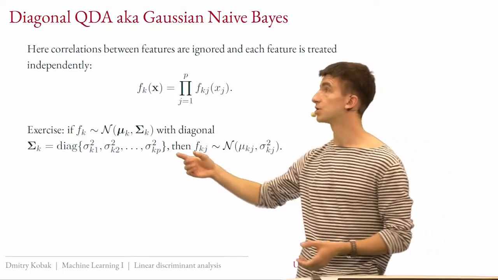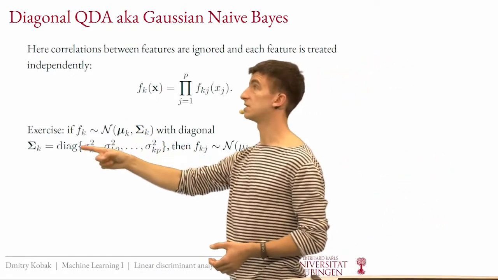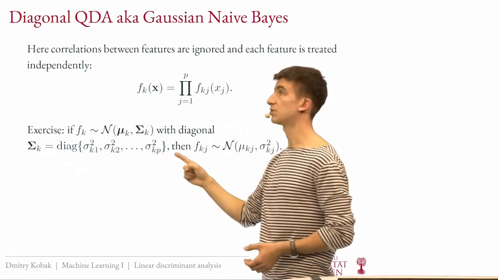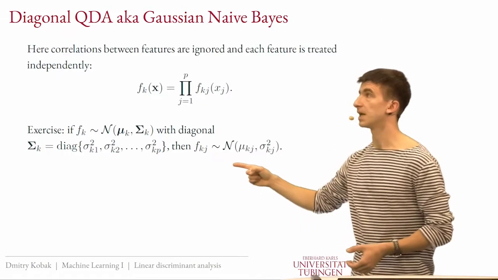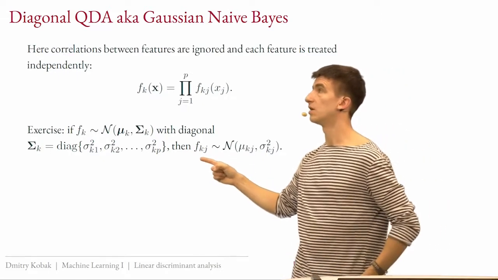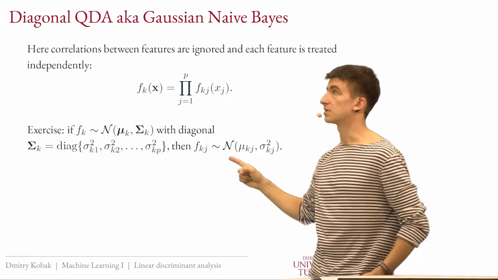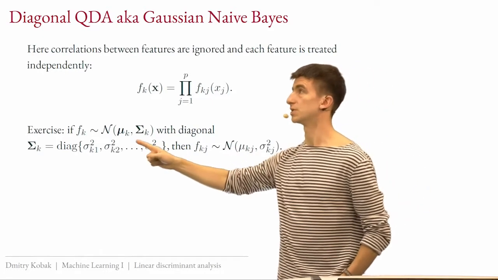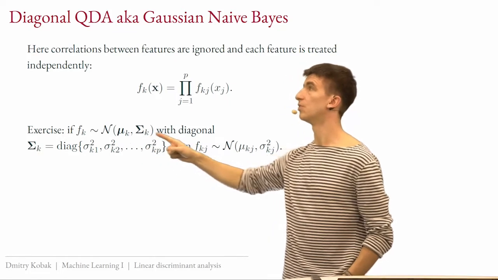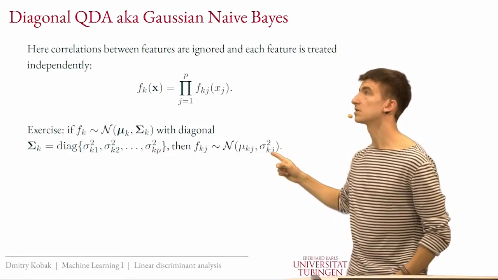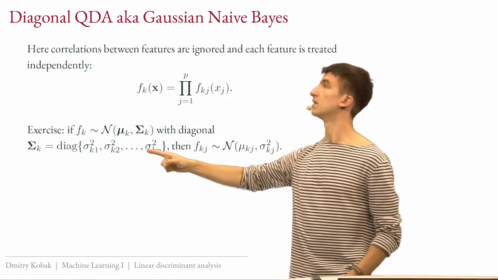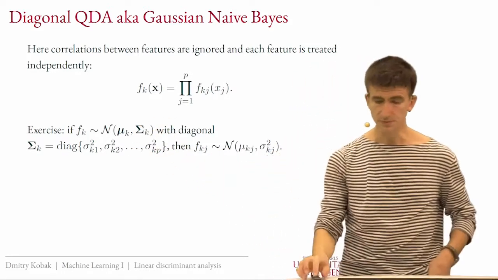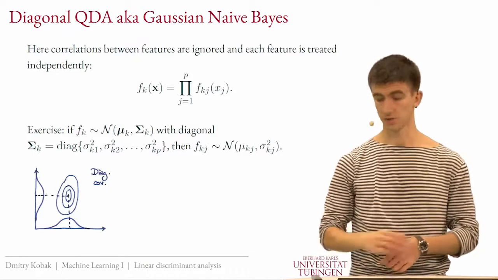One just has to check that the probability density here, under the assumption that the sigma is a diagonal matrix, can actually be written as a product of univariate Gaussians centered around the respective component of mu and with variance, which is the respective component of sigma. That's a very easy exercise. So here's how it looks.